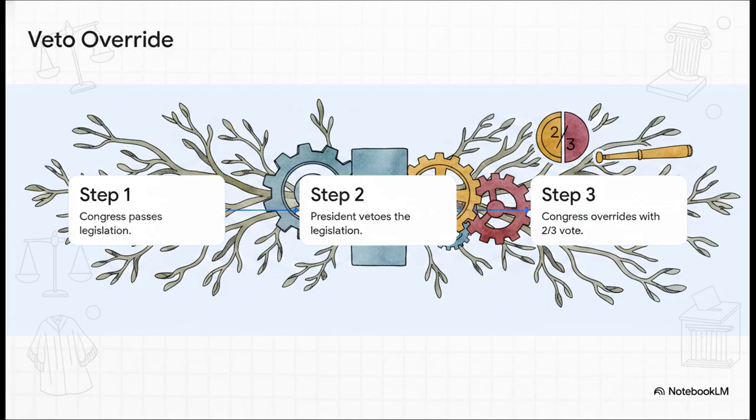Let's actually look at these horizontal safety mechanisms in action. Take the veto override process. It's literally a step-by-step dance that perfectly demonstrates how the branches interlock to check one another's power. Congress acts, the president blocks it with a veto, and then Congress can overpower that block with a 2/3 majority. And this is just one tool. You also have Senate confirmations of presidential appointments and congressional impeachment to ensure absolutely nobody steps out of line.